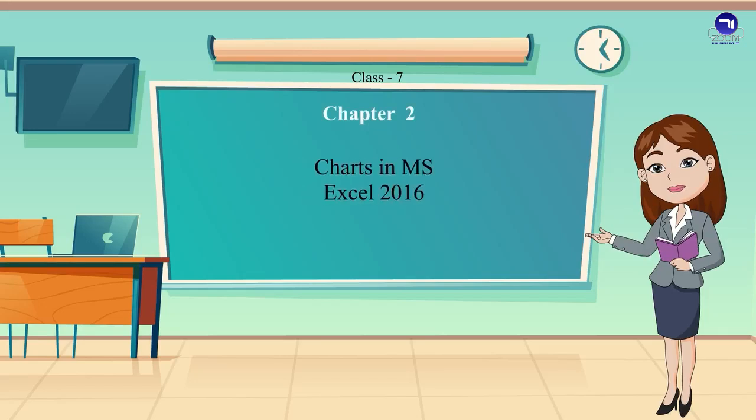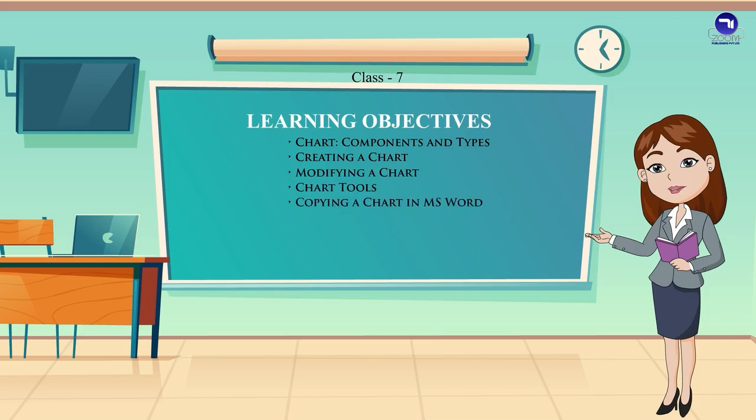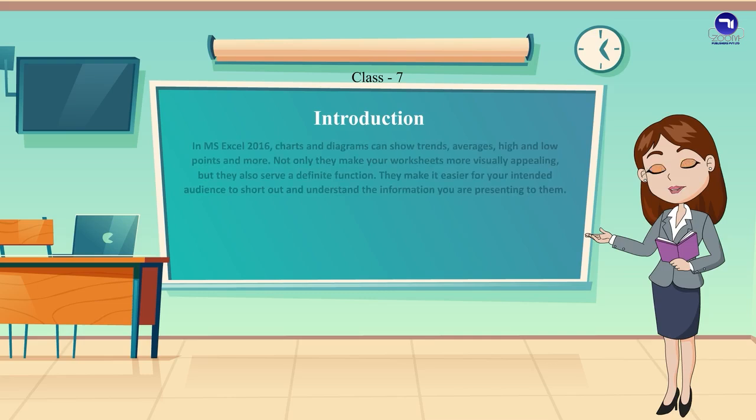Chapter 2: Charts in MS Excel 2016. Learning Objectives: Chart, Components and Types; Creating a Chart; Modifying a Chart; Chart Tools; Copying a chart in MS Word. Introduction: In MS Excel 2016, charts and diagrams can show trends, averages, highs and lows. They make it easier for your intended audience to sort out and understand the information you are presenting to them.